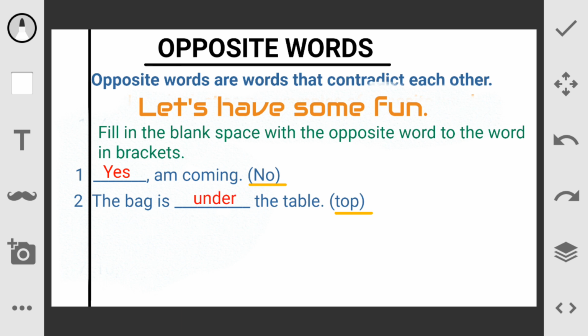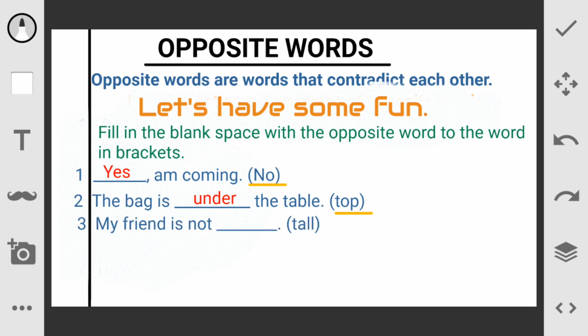The opposite of top is under. So the sentence will read, the bag is under the table.